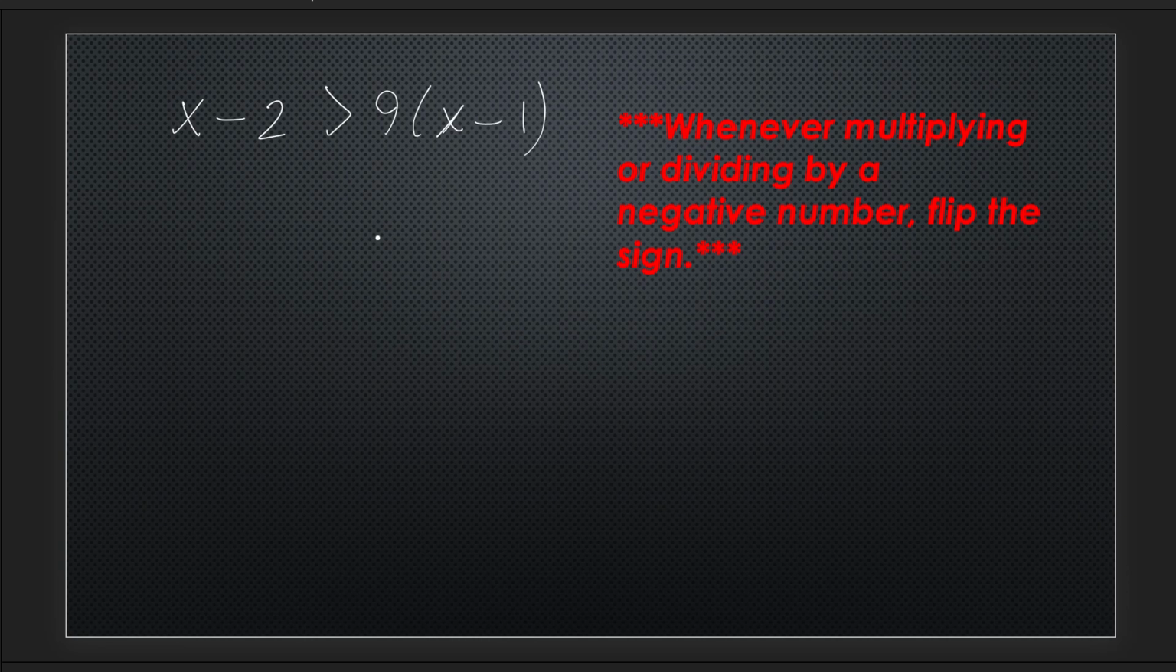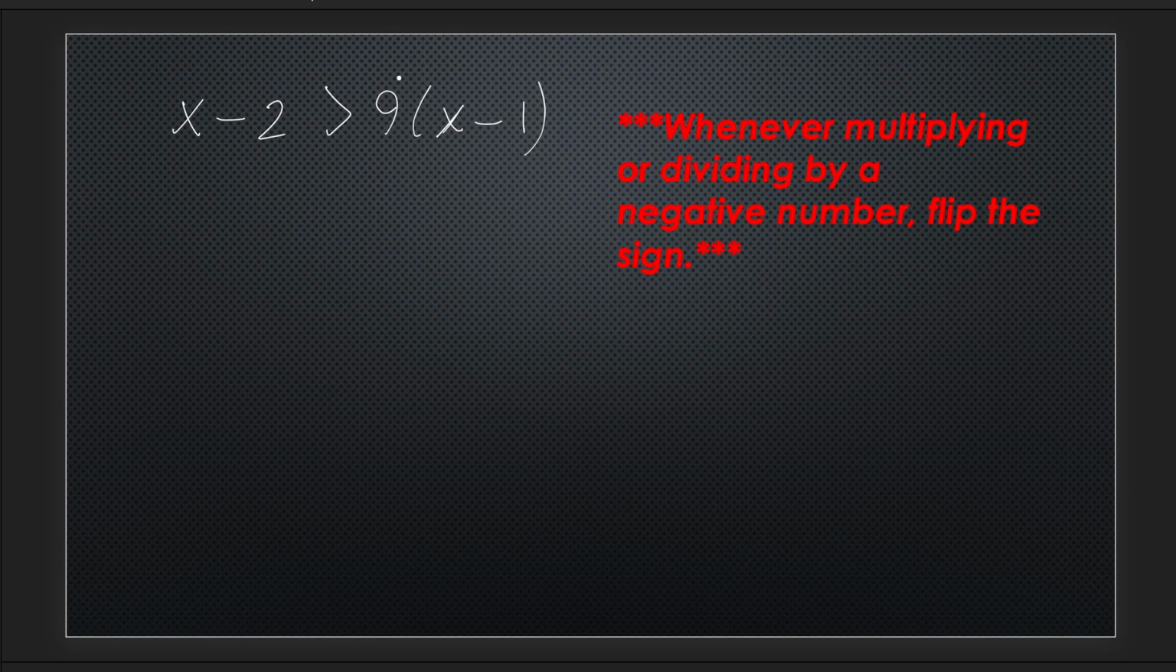Now we have an inequality. Solving inequalities is very much like solving equations. There's just one big thing to remember, which is right here in red. So the first thing that we'll do, we have x minus 2 is greater than 9 times x minus 1. What we'll get in the end is not x equals some one number, but a whole range of numbers.